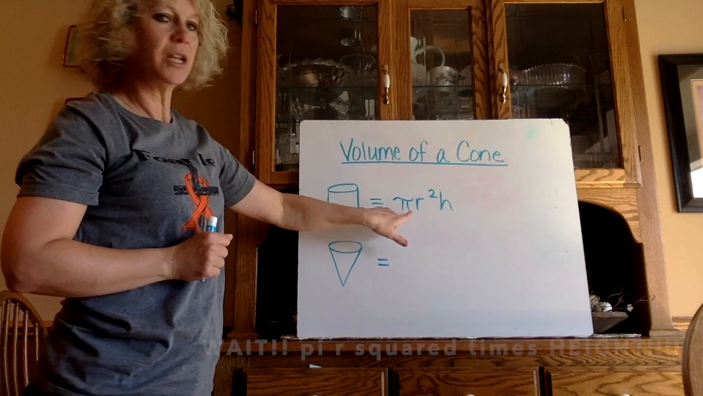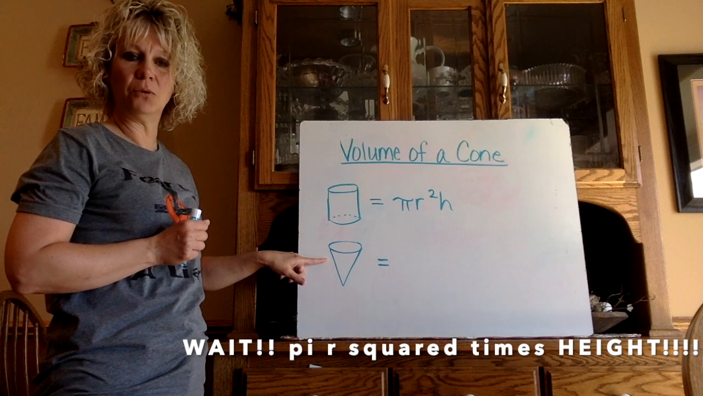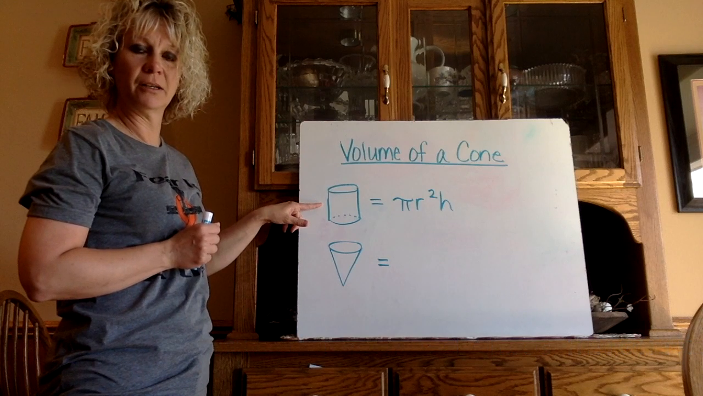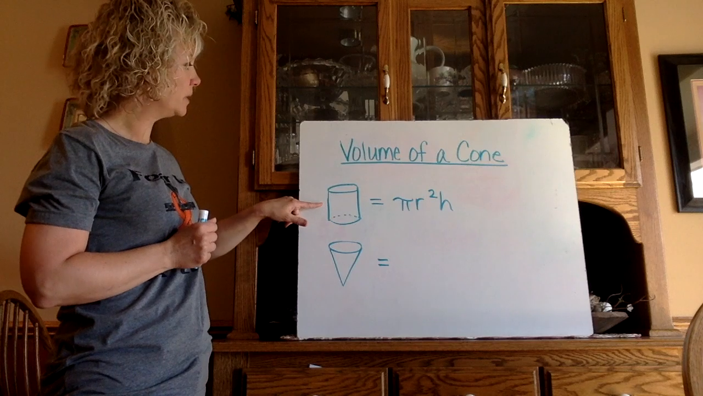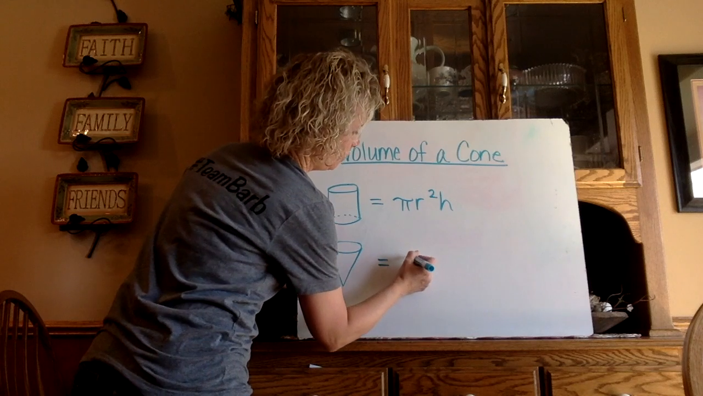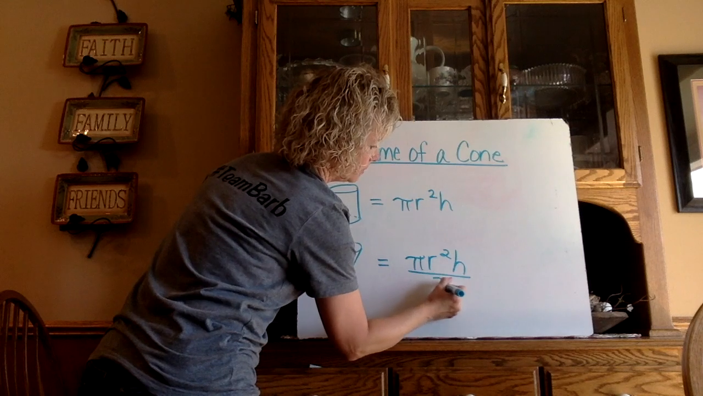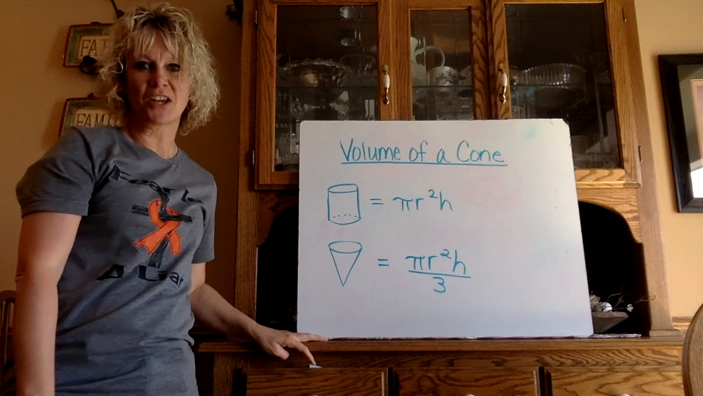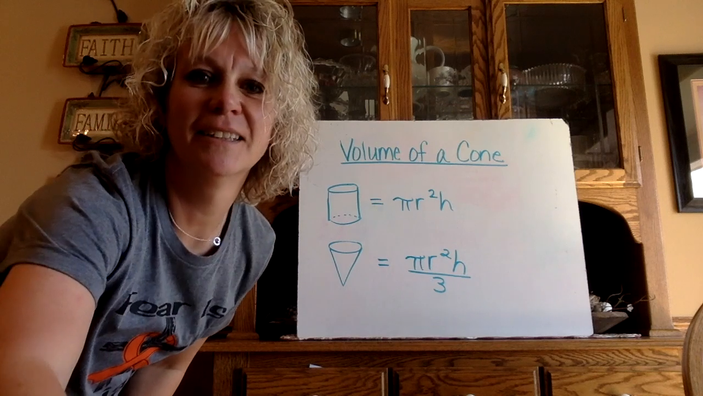So if a cylinder is pi r squared times height, what is the formula then for a cone? What is the relationship of one cone to a cylinder? If you said that yes, we can fit 3 cones into a cylinder, you are almost there. 1 cone would be 1/3 of a cylinder. So it would be pi r squared times height divided by 3. There you have it. Now you're going to be able to go figure out the volume of your cone for your piñata. Have a great day.